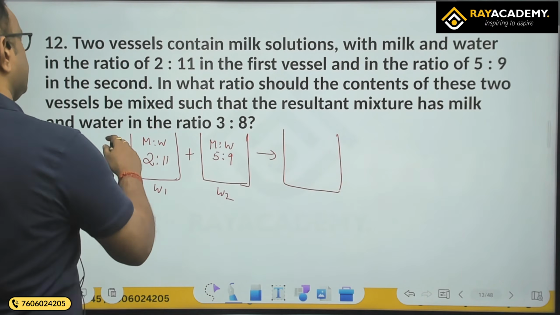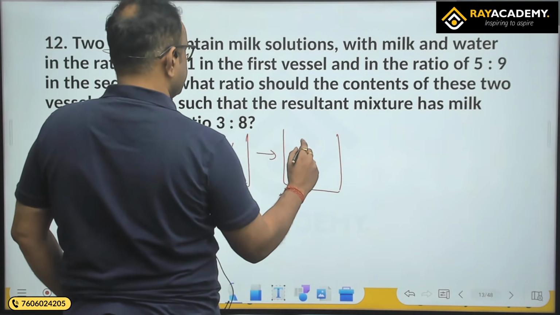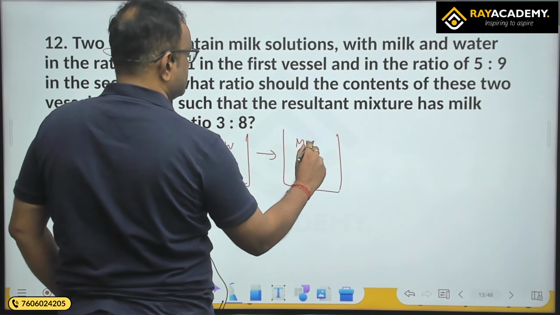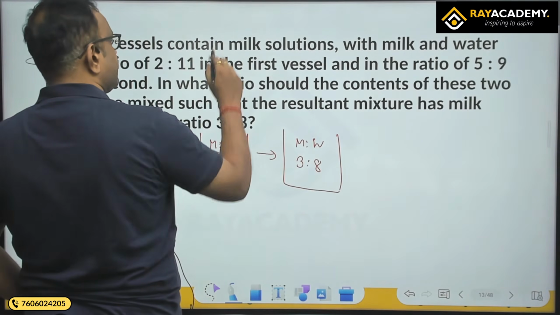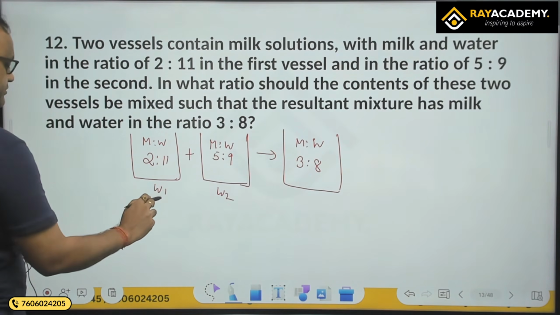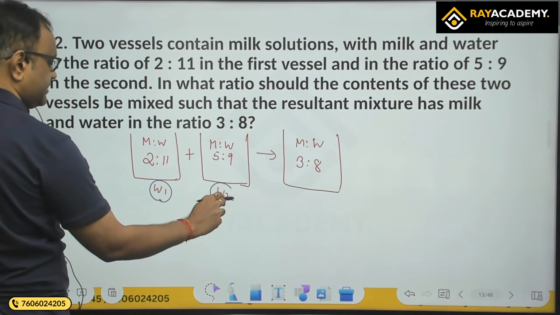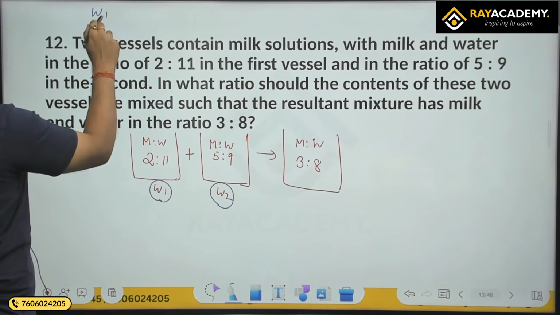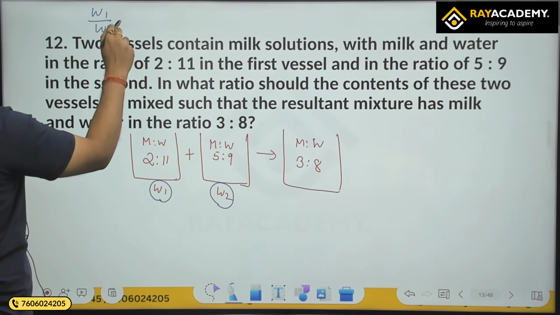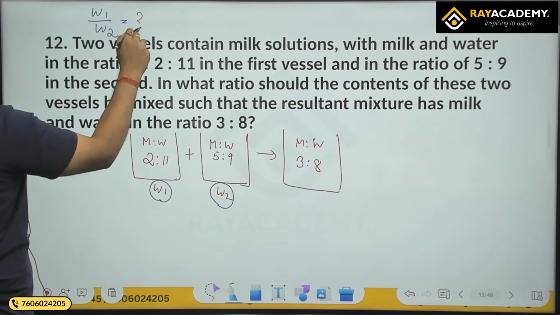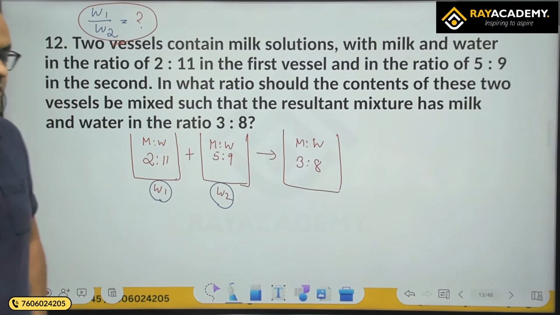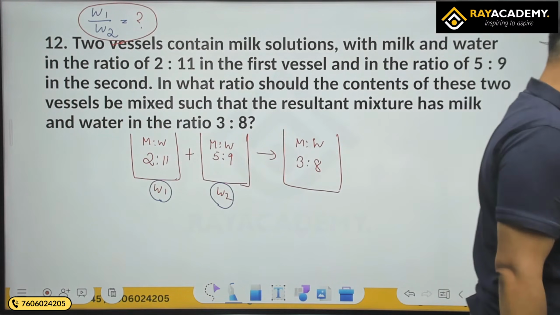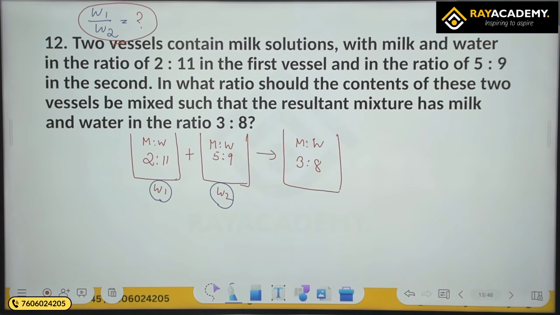Then the final resultant mixture milk and water is given 3:8. This is the question. So they are asking at what ratio these two vessels will be added. So you need to find out what is W1 by W2. At what ratio they will be mixed so that the resultant mixture becomes 3:8.